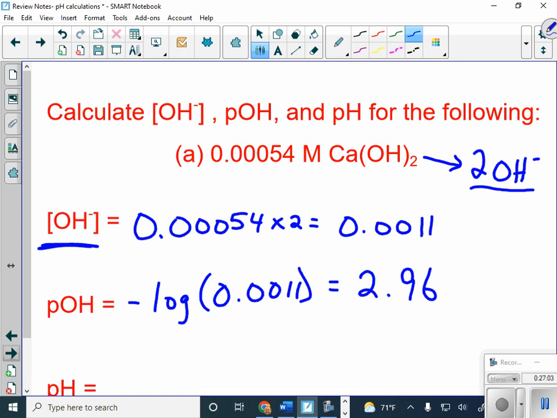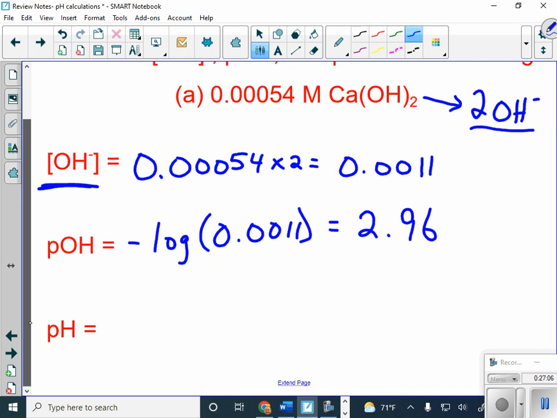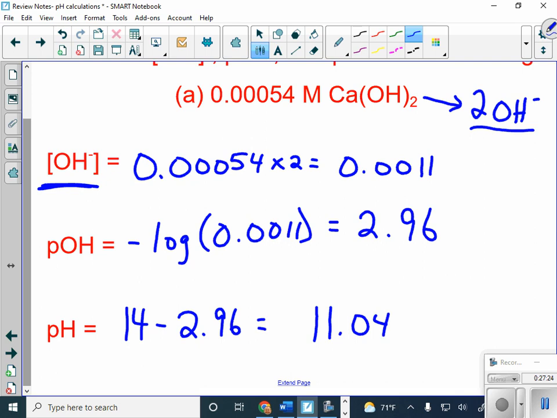Now, once I have that, pH is equal to 14 minus the pOH. So 14 minus 2.96 gives me a value of 11.04 for my pH. Would that be an acid or would that be a base? Matthew? That would be a base. That would definitely be a base because it is greater than 7.